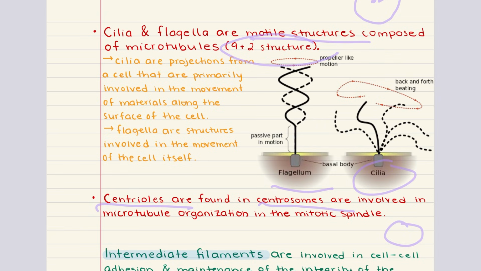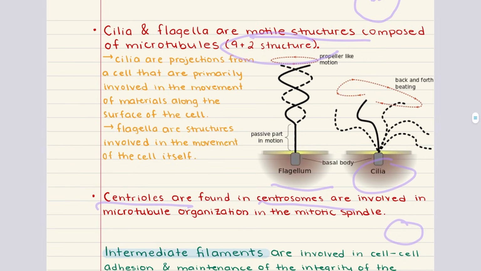Now, this is a very quick explanation. We're gonna go into details about this in chapter 2. But keep in mind that microtubules are important for this process. They're important for cell division.